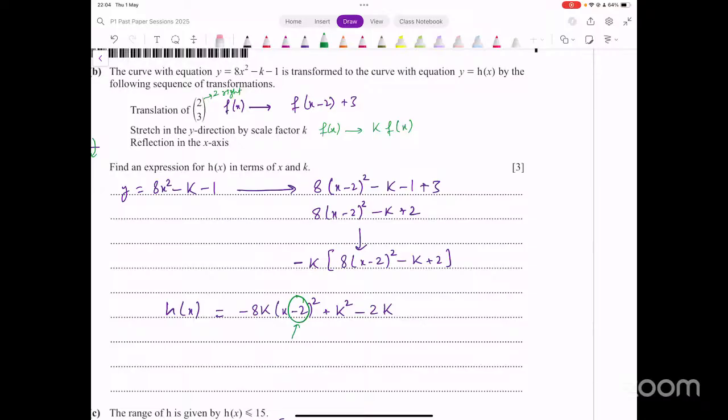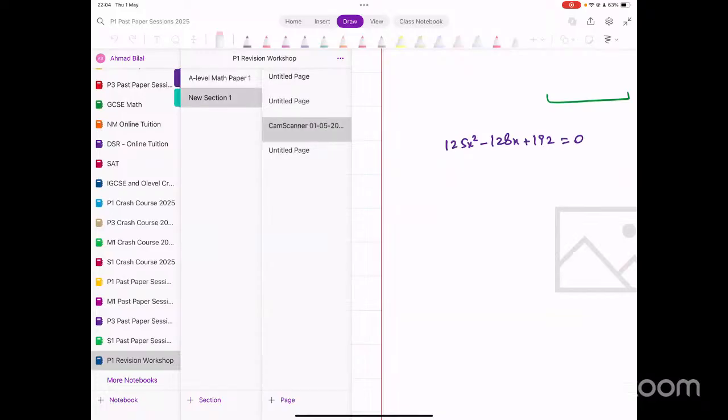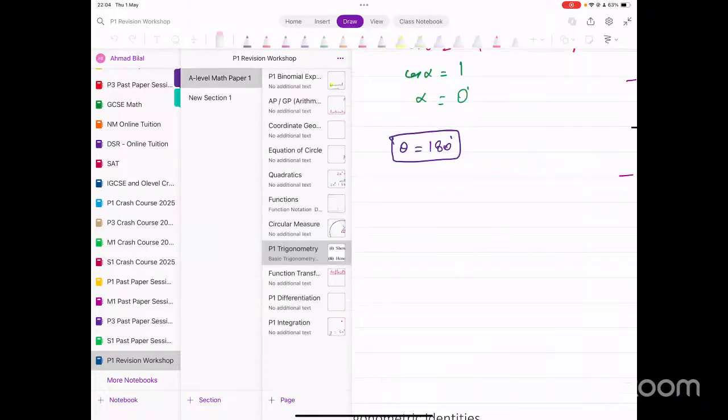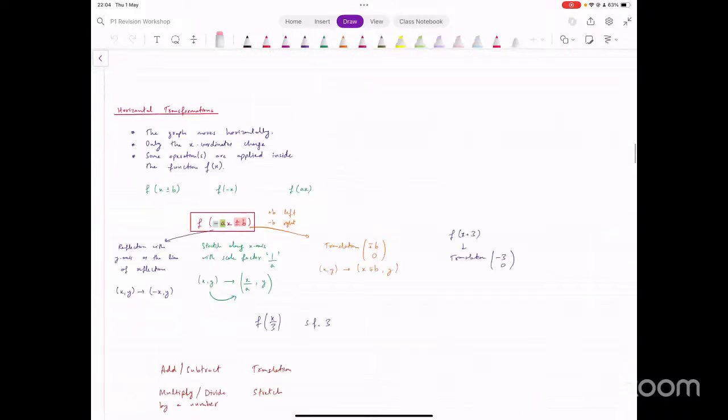Okay, Musa, does that make sense? That's the rule that we have for horizontal transformations. In horizontal transformations, it works the other way around, right? Whenever you go right in the function transformations, you have minus, and when you go left in horizontal transformations, that means plus.